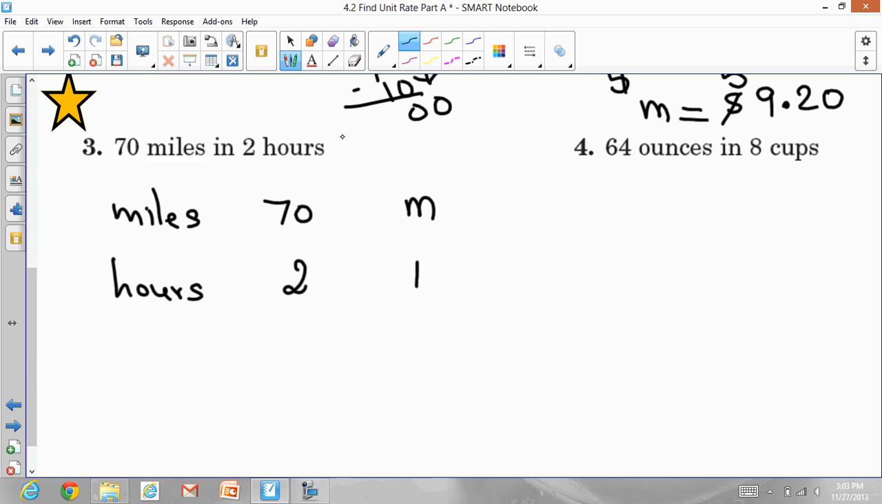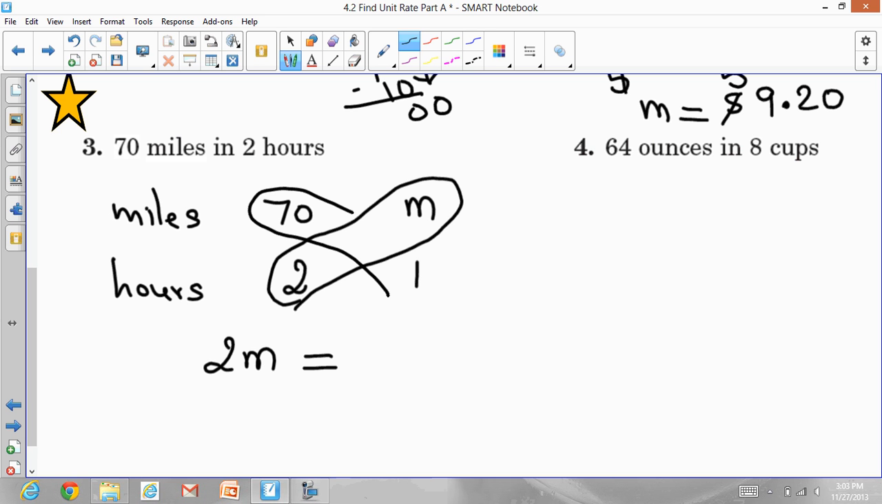There are many ways to get this one. You can also get the answer using your mental math, but get used to the process, which you're going to use all throughout. So let's see. 2 crosses and multiplies m to give you 2m, equal to 1 crosses and multiplies 70. 1 times 70 is just 70.